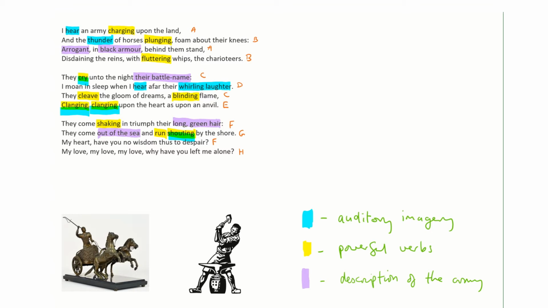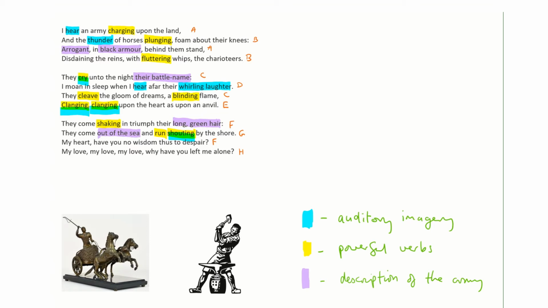And we can see then in the second line of that middle stanza the effect that this has on the speaker. He says, I moan in sleep when I hear afar their whirling laughter. So we get perhaps in that word moan a sense of his emotions, his reaction to this army coming through. Is it a moan of fear, discomfort? What effect is this army having on him? It certainly doesn't seem to be particularly positive. And he says he can hear them from afar, and he hears their whirling laughter. We might think about that description of the Charioteers as arrogant and connect that to this image of whirling laughter. Again, is it this sense of them being so confident in victory that they're able to laugh even as they go into battle?